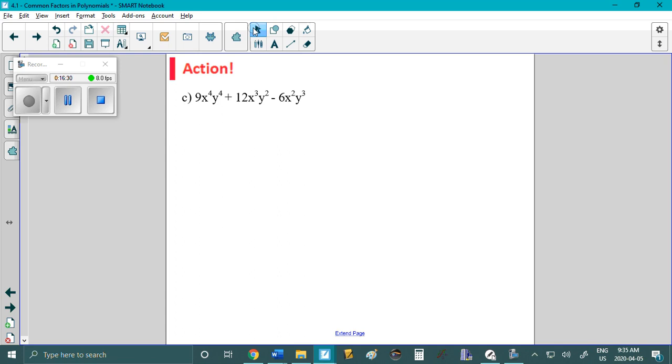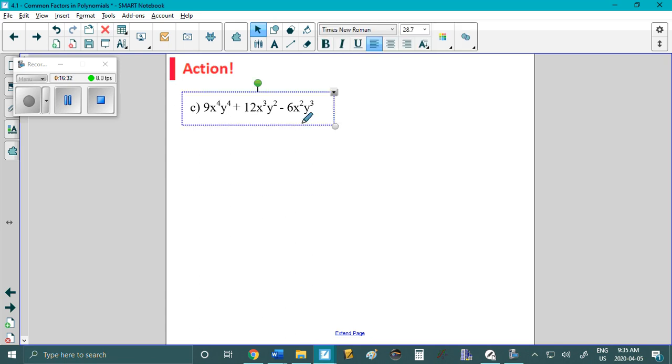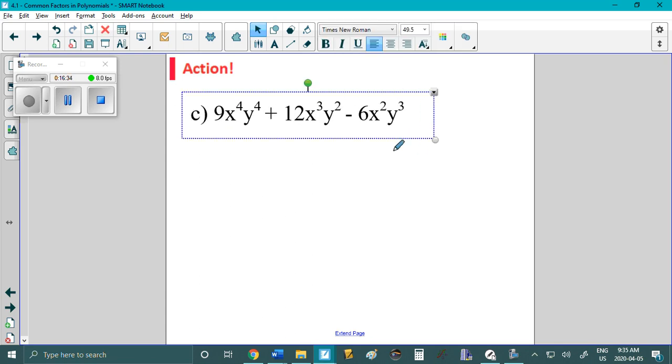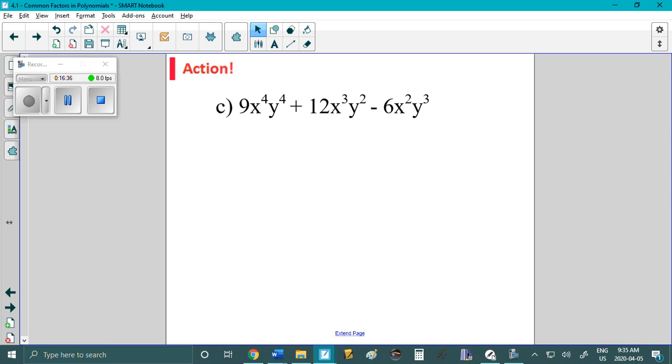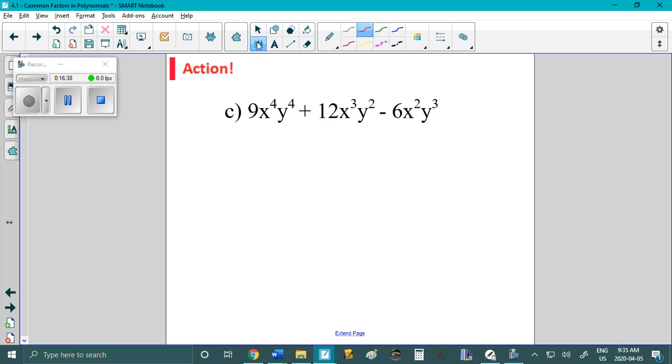Example 3, or C. So the only difference this time is that we have 3 terms. And honestly, that's no different. We just now have to find the greatest common factor for all 3 at once. So first, let's look at the numbers. 9, 12, and 6, or negative 6. I can take a 3 out of them.